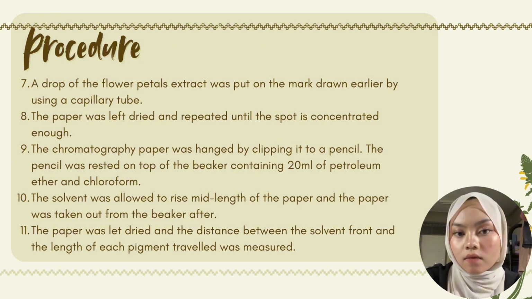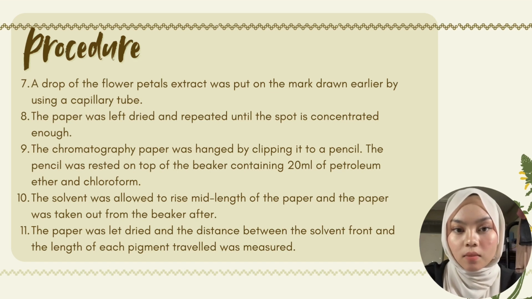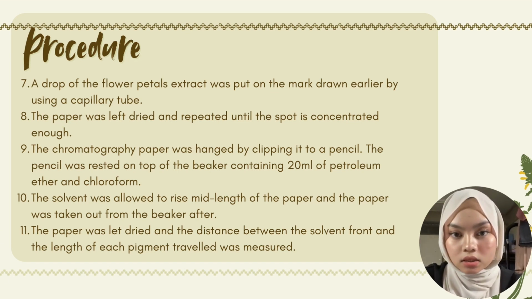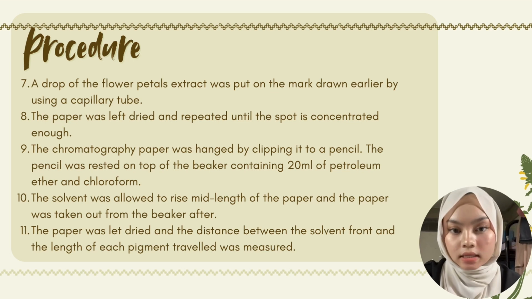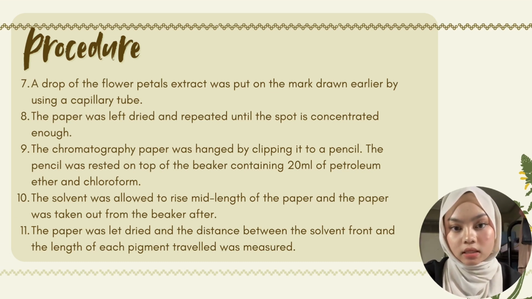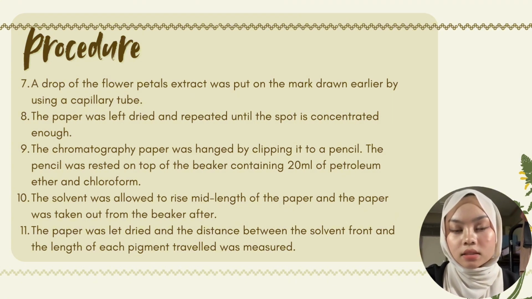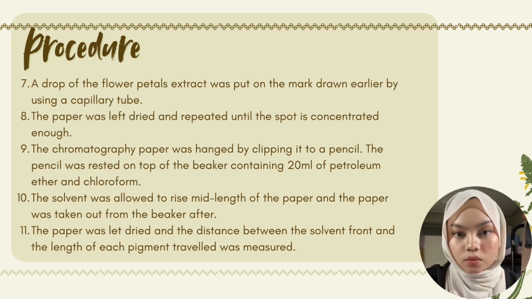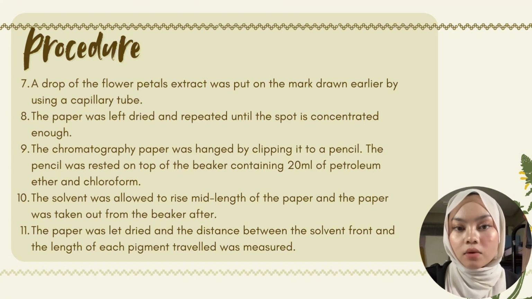Next, the chromatography paper was hung inside a beaker by clipping it to a pencil. The pencil was placed across the top of the beaker so that the paper could hang straight without touching the side of the beaker. Inside the beaker, about 20 milliliters of solvent, which was a mixture of petroleum ether and chloroform, was added. After that, the paper was left in the beaker and the solvent was allowed to move up the paper slowly by capillary action.